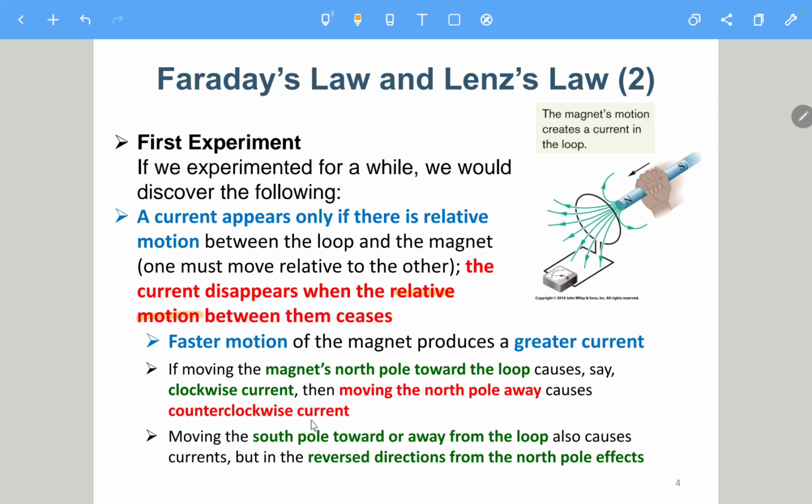So it is related to the pole and related to the movement direction. Okay, so it relates to the speed and also the direction of the movement. I mean the current of the loop.